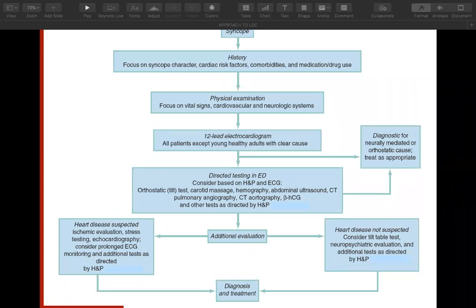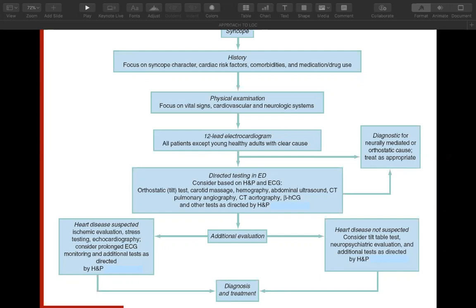If it's not a cardiac cause, we may do diagnostics for a neurally mediated or orthostatic cause, and then we treat it appropriately. If in the ECG we see that the heart may be the probable cause of the syncopal attack, we can do other tests, for example, pulmonary, a directed testing in the ED, considering the result of your history and physical examination and your 12-lead ECG.